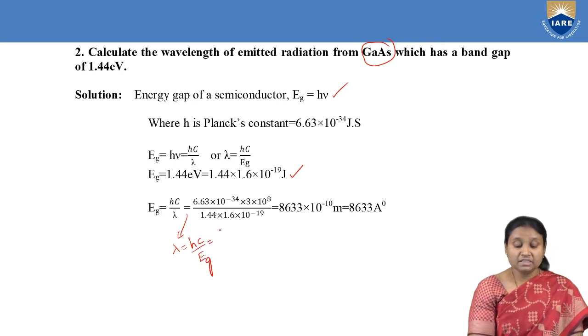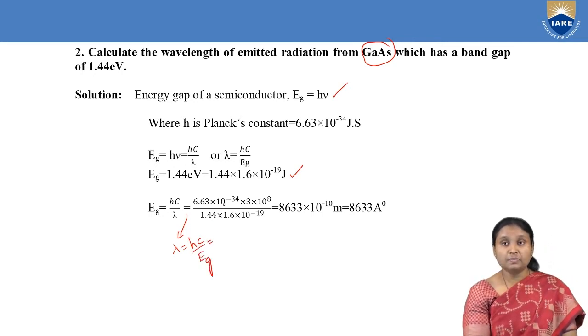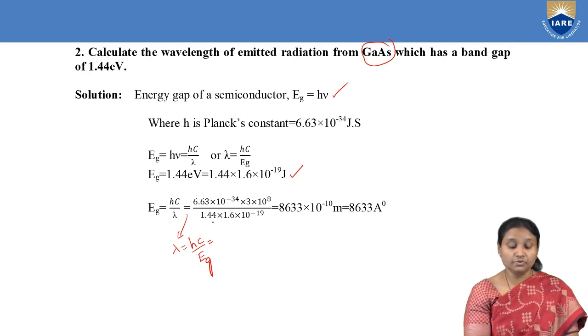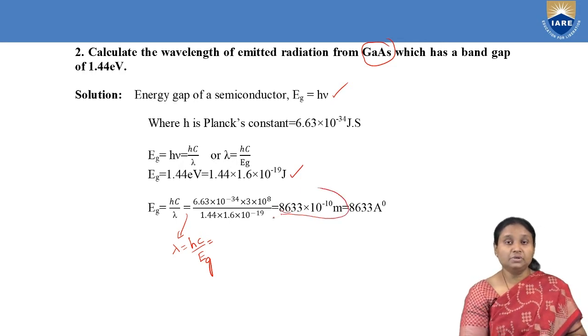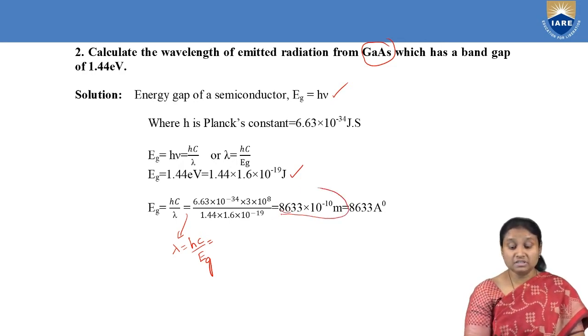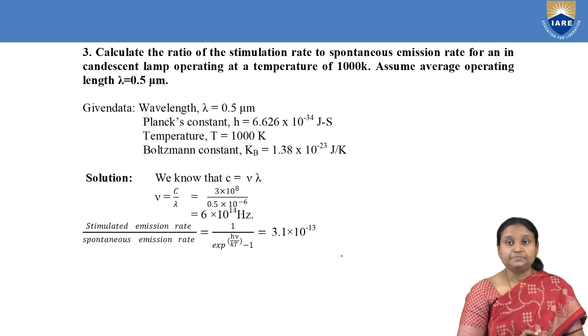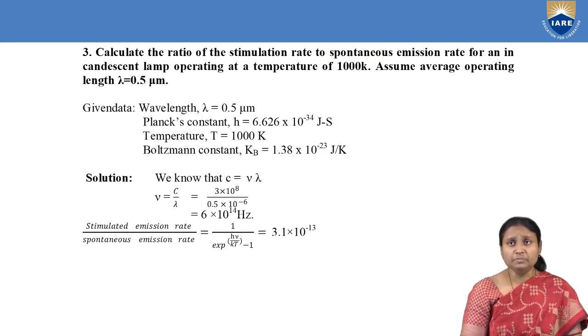So here I make the substitution. What is h? h is 6.6 into 10 power of minus 34. c is 3 into 10 power of 8, divided by the band gap, 1.44 into 1.6 into 10 power of minus 19. And if we simplify it, it comes out to be 8633 into 10 power of minus 10 meters, which is equal to 8633 angstroms.